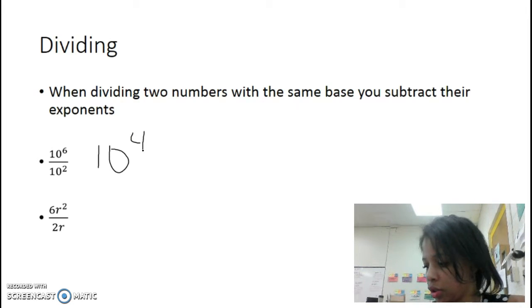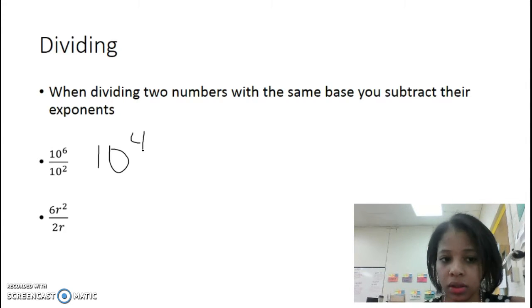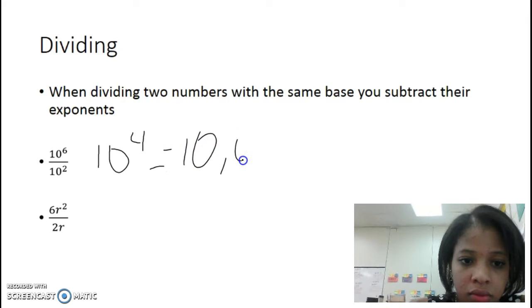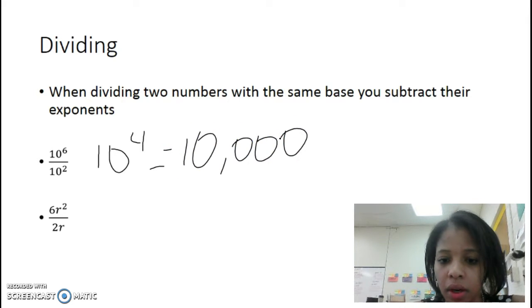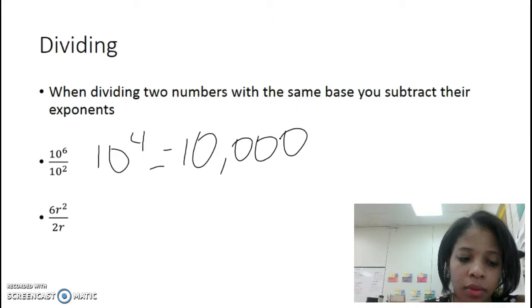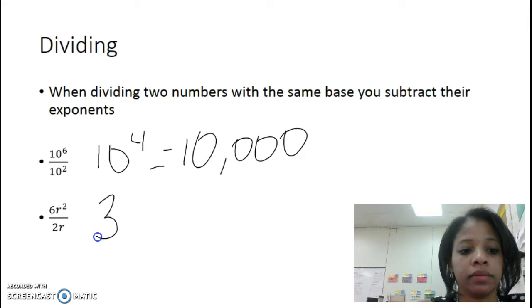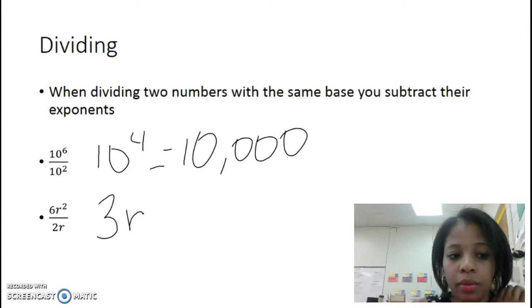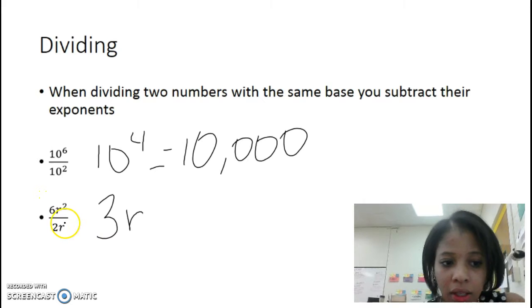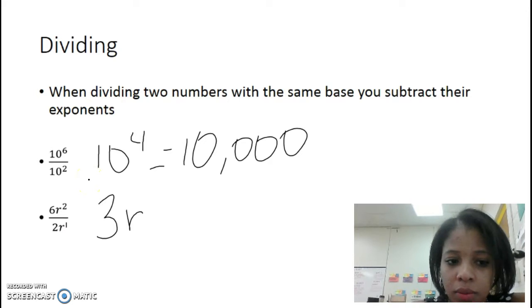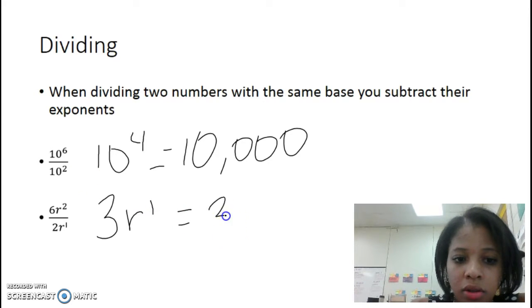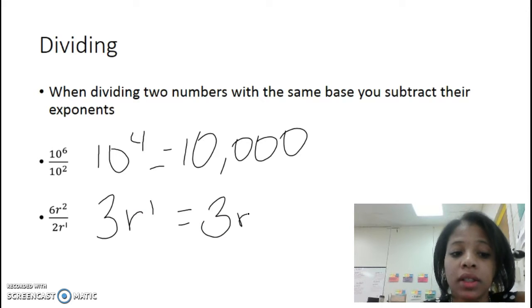Now if your base is actually a number, then you really can do 10 to the 4th power, which would be, I think you're just going to have 4 zeros, so it would be 10,000. Alright, now if that was a variable, then you would just leave it at x to the 4th or whatever. So on the bottom, again, we're going to do like terms. So 6 and 2, they're both numbers, so I'm just going to divide them. 6 divided by 2 gives me 3. Then I'm keeping my base, my variable, and then 2, and if it doesn't have an exponent, that means the exponent is 1. So when I do 2 minus 1, it's just going to be 1. So I really don't need to put that exponent, but I can if I want to. So my answer would just be 3r. Okay?